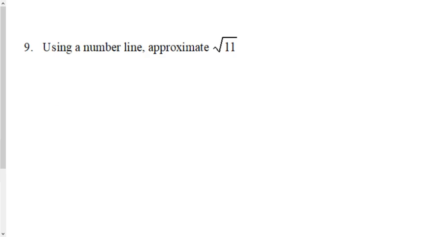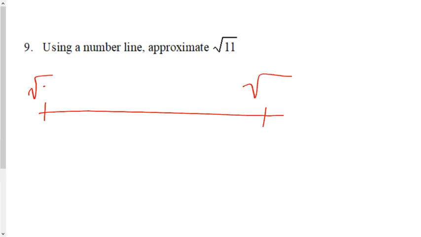Question 19, using a number line, approximate the square root of 11. When we did this, the two perfect squares that would be sandwiching 11 are the square root of 9, which is 3, and the square root of 16, which is 4. So the square root of 11 exists somewhere around here, I would suggest, which therefore is approximately 3.3 or 3.2. One of those two answers is correct.